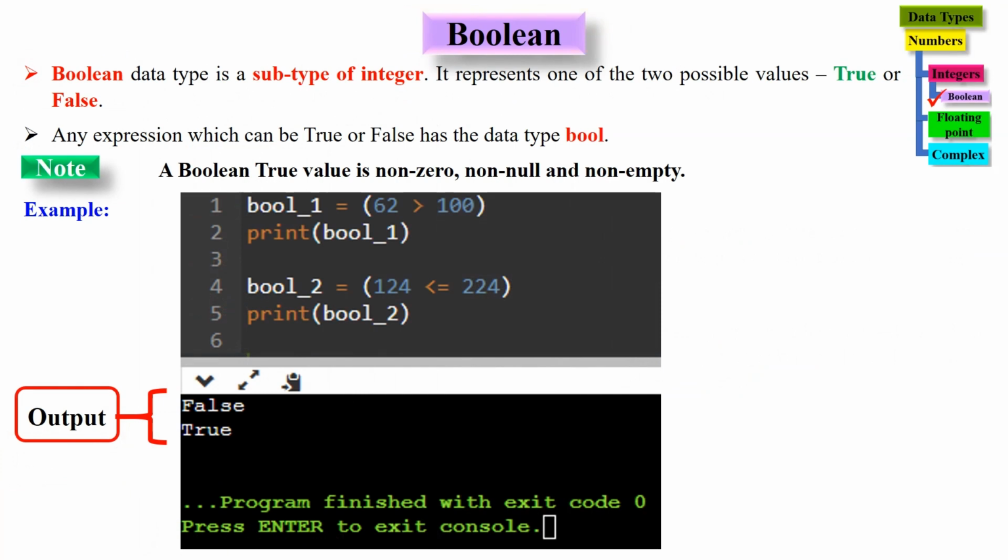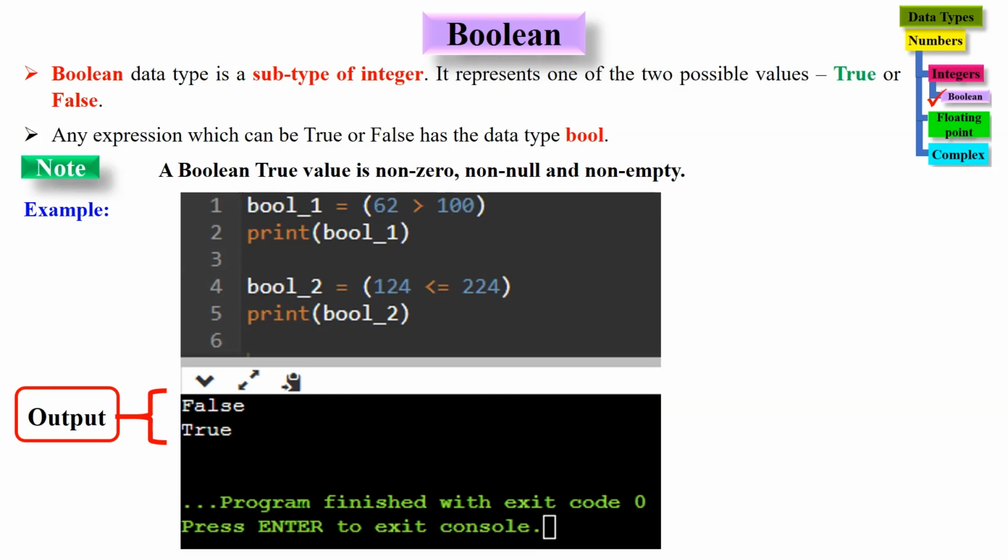Next number data type includes Boolean data type. Boolean data type is a subtype of integer. It represents one of the two possible values, true or false. Any expression which can be true or false has the data type bool. A Boolean true value is non-zero, non-null, and non-empty.